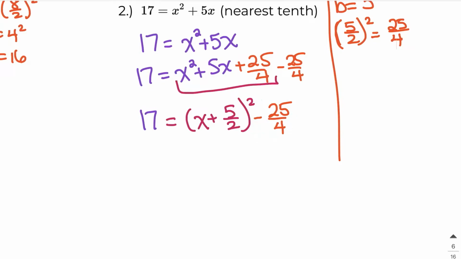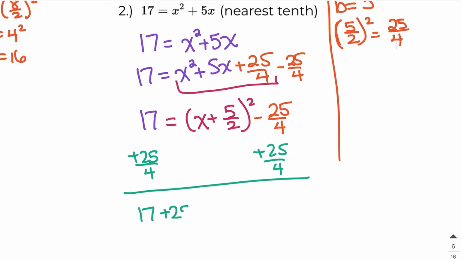How do I get rid of that? I'm just going to add 25 over 4 right here. Whatever I do on one side, I do on the other side. So here, I end up getting 17 plus 25 over 4. I haven't put them together quite yet because I need to get a common denominator. So that's going to equal 5 over 2 squared.